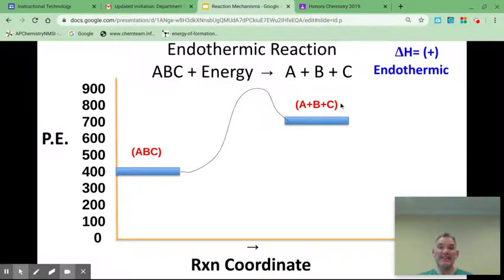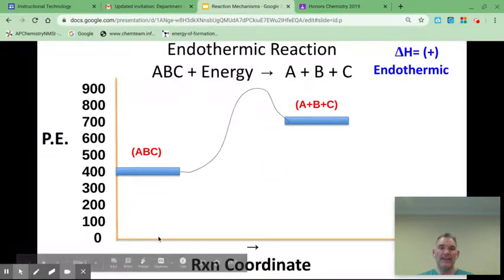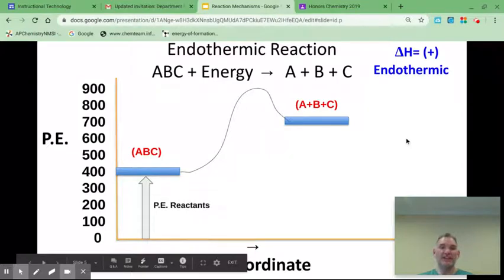So to get the bond of A, B, C to break, I have to put in all of this energy, and then boop, the bond breaks and the reaction finishes. That would be a characteristic of an endothermic reaction. Now, notice I have not mentioned any of my key vocab words yet, but now we're going to put them in. So if this is my reactants, then this right here would be my potential energy of the reactants.